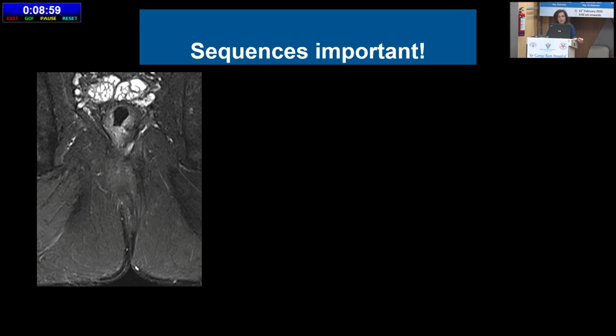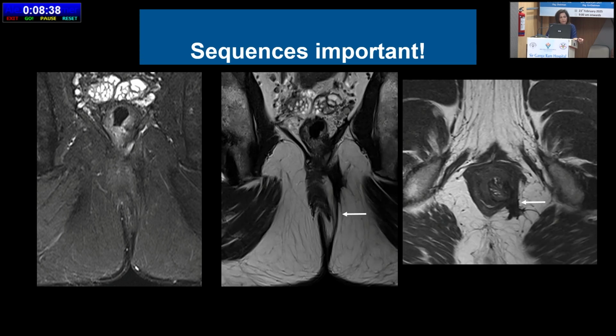Now why are sequences important? If the protocol is not done right, you will be missing fistulas. This is a coronal image which is fat saturated. By fat saturated we mean the fat is all dark. This is the fat in the gluteus area, it's dark. So we really can't see a fistula. But if you look at the non-fat saturated images, you can see the fistula very well. This happens when the fistula is fibrosed and there is very little fluid. So in retrospect, you can see that there is a fibrosed fistula.